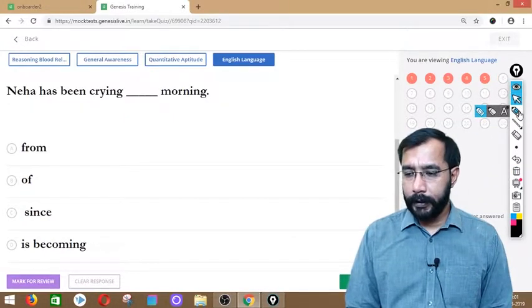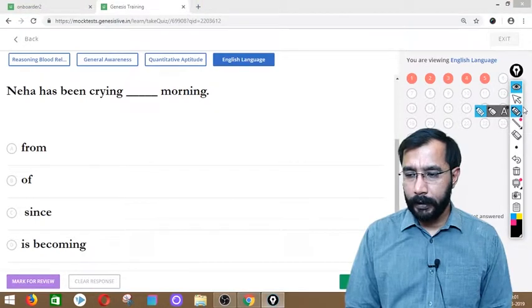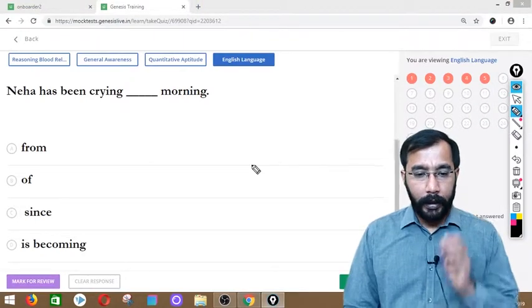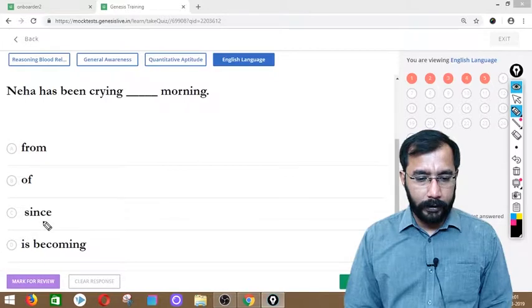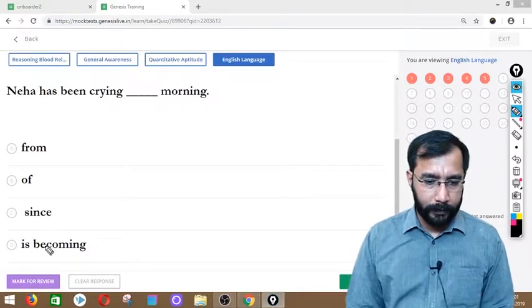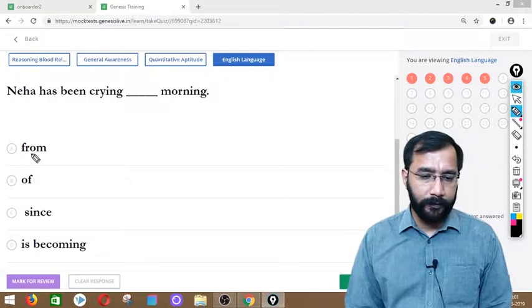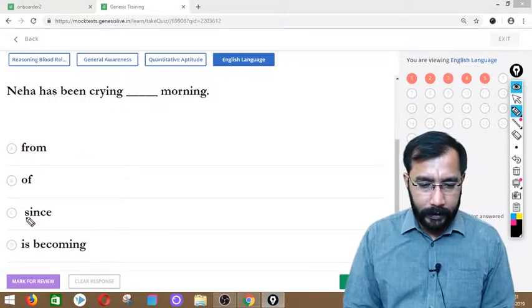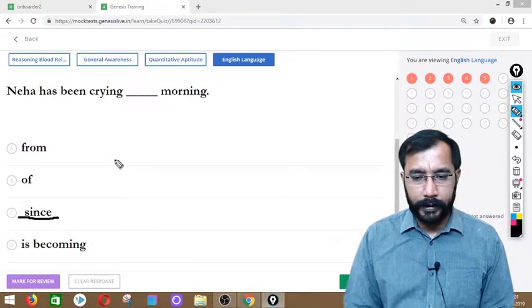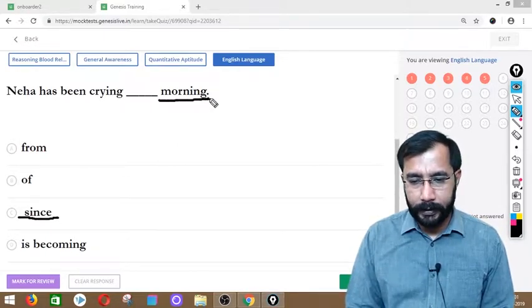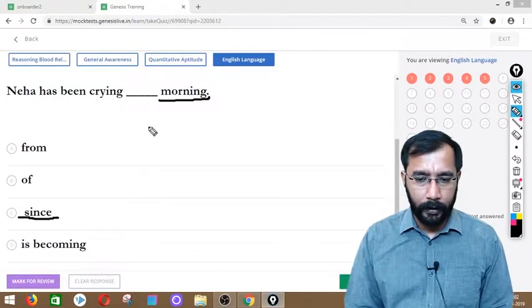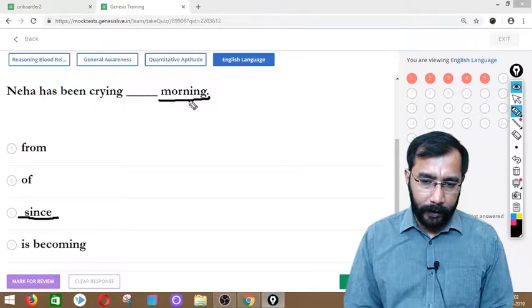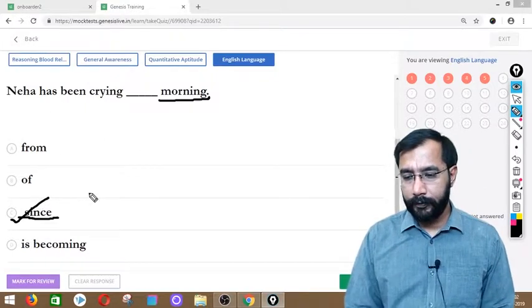All right, let's look at the next question. The next question is again a fill in the blank question. It says, Neha has been crying dash morning. From morning, of morning, since morning, is becoming. Well, is becoming is absolutely wrong. Most of us would think it is from morning, but the right answer is since morning. When do we use since? When there is a definitive time which is given. Like morning is a specific time period. Since it has been given a definite time period, morning, the right answer will be since and not from or of.